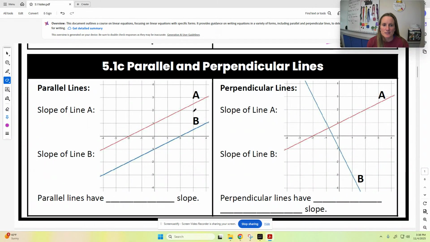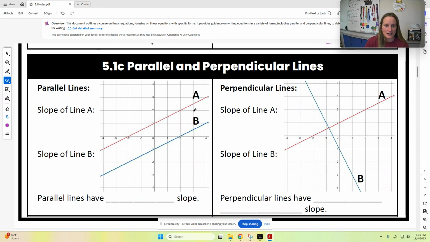In this video, we're going to be talking about parallel and perpendicular lines, but primarily focused on the relationship between the slopes of parallel lines and the relationship between the slopes of perpendicular lines. So we're going to start off with parallel lines. Parallel lines are kind of the easy one.